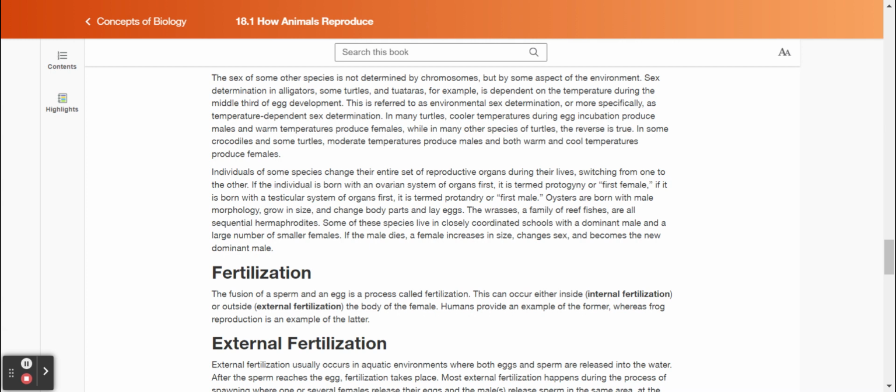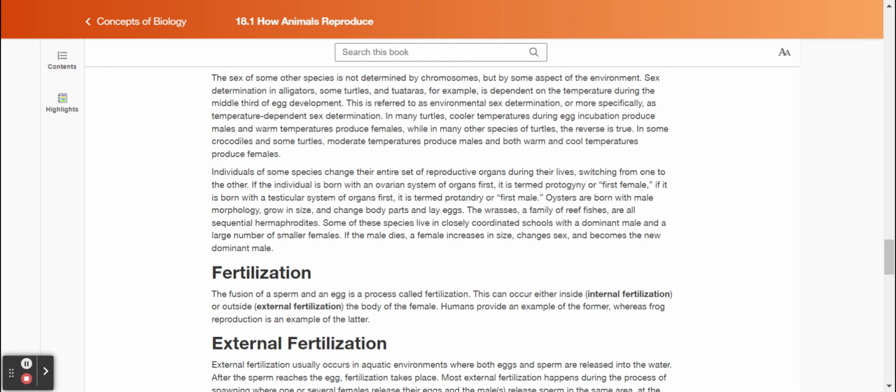In many turtles, cooler temperatures during egg incubation produce males, and warm temperatures produce females, while in many other species of turtles, the reverse is true. In some crocodiles and some turtles, moderate temperatures produce males, and both warm and cool temperatures produce females.